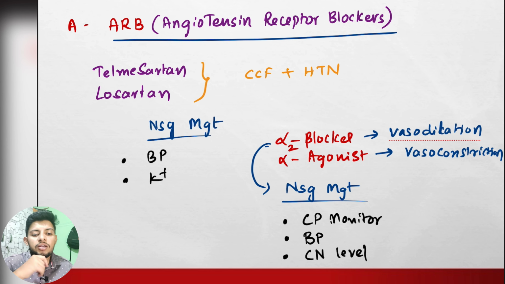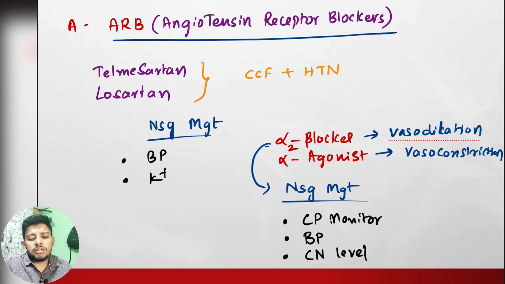So what are the drugs that restrict AG2? That is telmisartan and losartan, okay. It will be helpful in heart failure and also hypertension, okay. So combinedly if it is there, you can give it, that is angiotensin receptor blocker, okay. So what are the nursing management you have to do? Same as before, the BP and the potassium level you have to check.